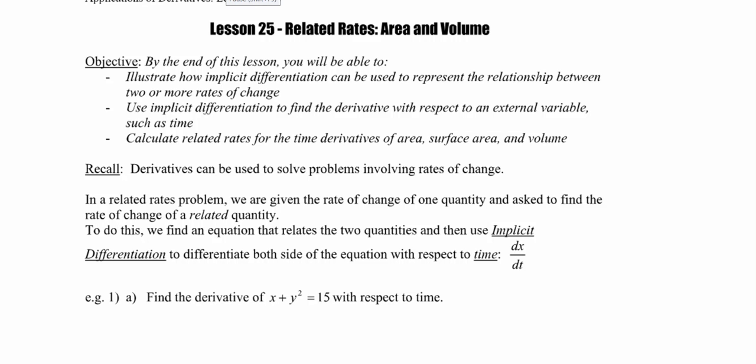Okay, so lesson 25, we're going to be dealing with situations where we have more than one rate change. The classic example we'll do in a minute is if you start expanding a circle. If you have a circle that's growing over time, there's a rate of change for how fast the radius is changing, but then there's also another rate of change for how fast the area of that circle is changing. So hence, related rates.